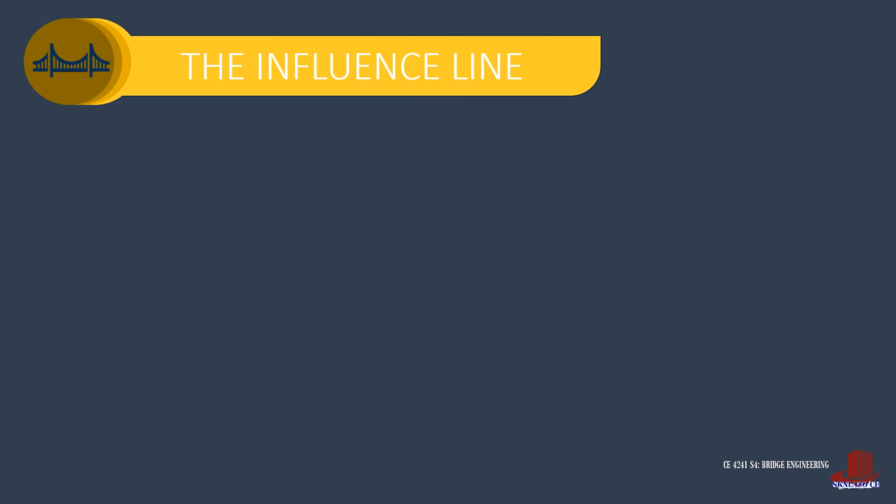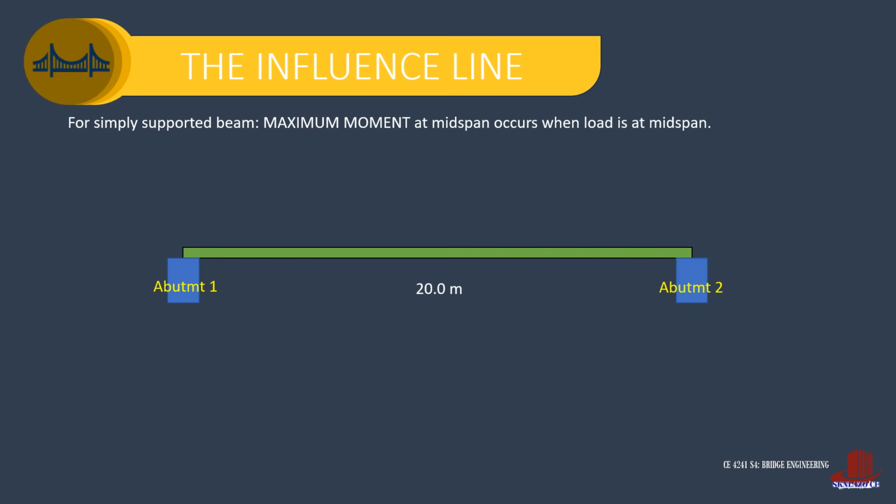There are two parameters required to solve for the moment. One is the ordinate of the influence line. For the simply supported bridge, the maximum moment at midspan occurs when the load is applied at midspan. For the influence line, the maximum moment is computed with A times B upon the length of the bridge.